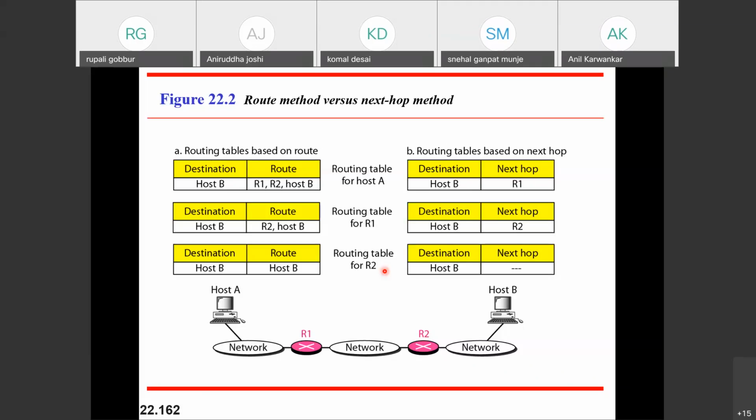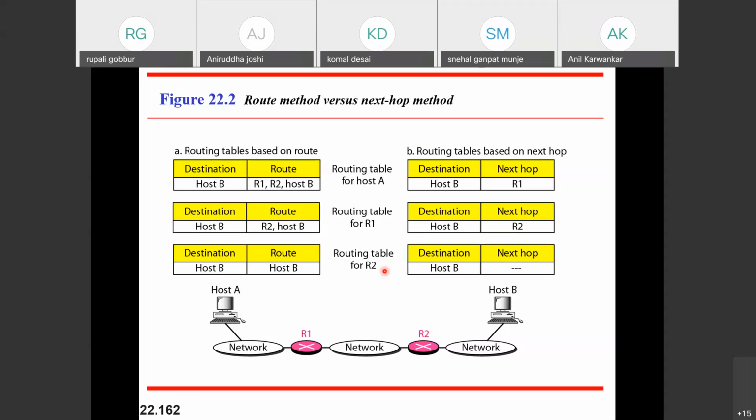The destination will always be found by using the routing table utilized by the routers R1 and R2. Specifically, see here, host A is connected to a network, which is connected to a router. In between router 1 and router 2, there is again a common network. Then host B is connected to a network with which router 2 is connected.